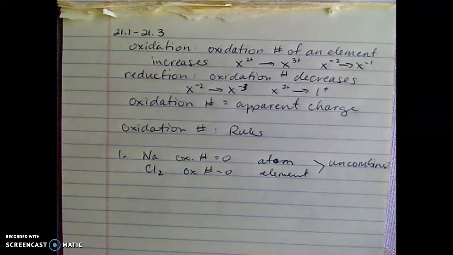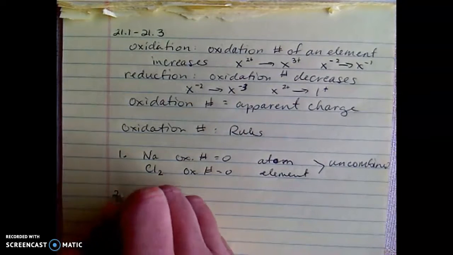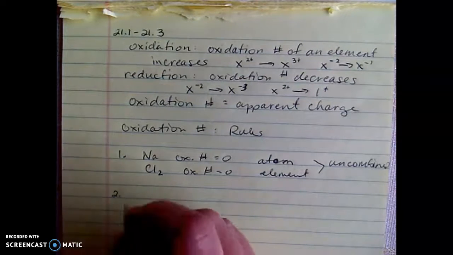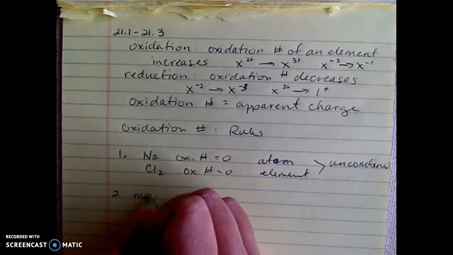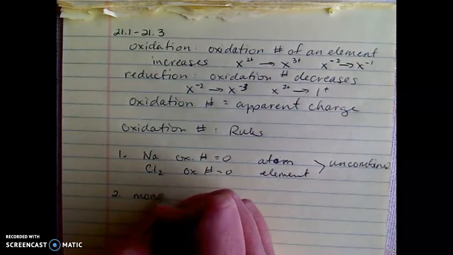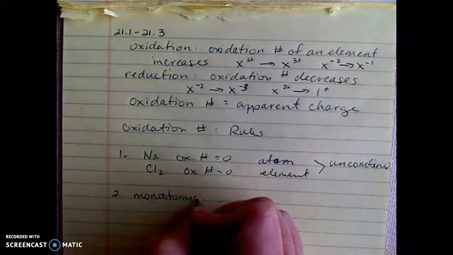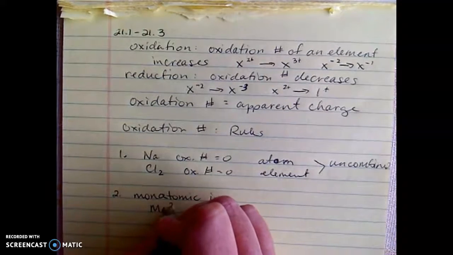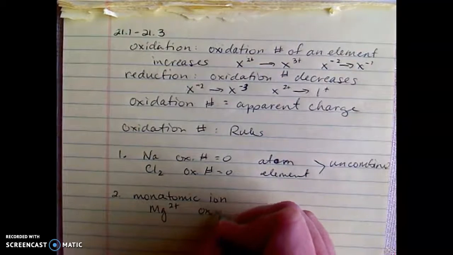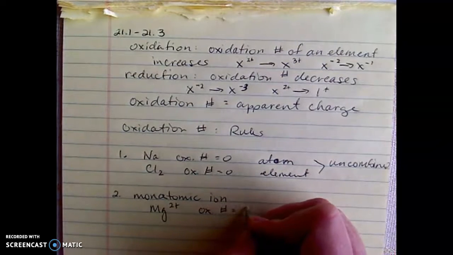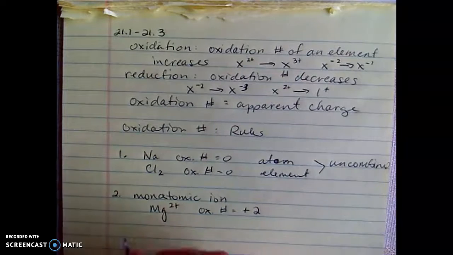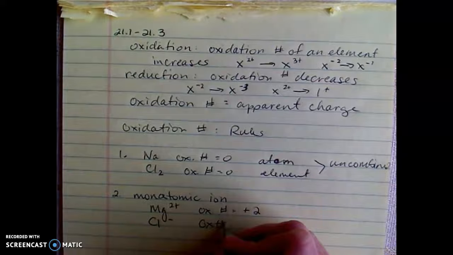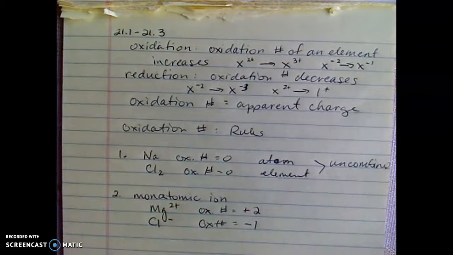Then, second, if you have a monatomic ion, whatever its charge is, is its oxidation number. So if it says it's Mg2+, then its oxidation number is 2 plus. If it is Cl-, then its oxidation number is -1.